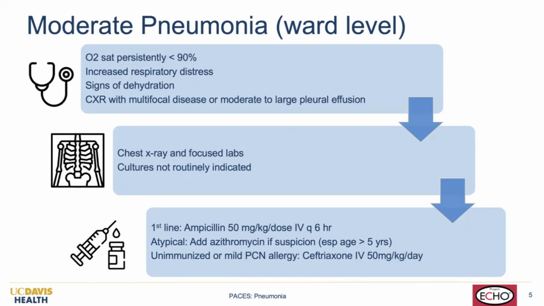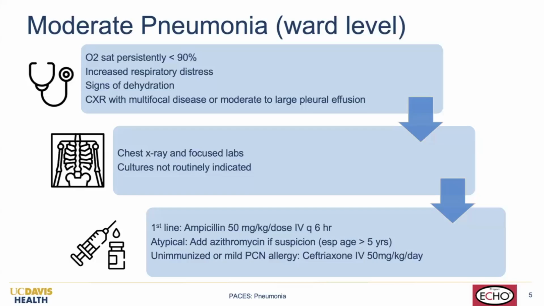For these patients, we are typically getting a chest x-ray and then focused labs. That usually includes a CBC and inflammatory markers. Cultures are not indicated, and the literature has been pretty consistent in showing that in the absence of a kid who's super toxic or septic appearing, they're not going to be helpful. In terms of treatment, we've made a big push to move from using ceftriaxone to ampicillin. So with ampicillin, we typically use 50 mg per kg per dose, Q6, and then transition those kids when they're ready to oral amoxicillin. And then finally, same thing, if we're thinking about an atypical, we'll add azithromycin.